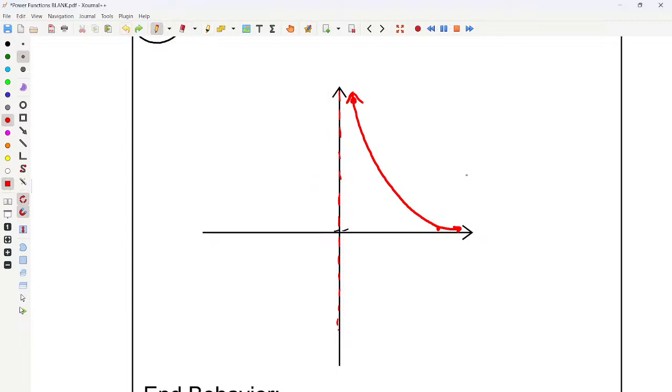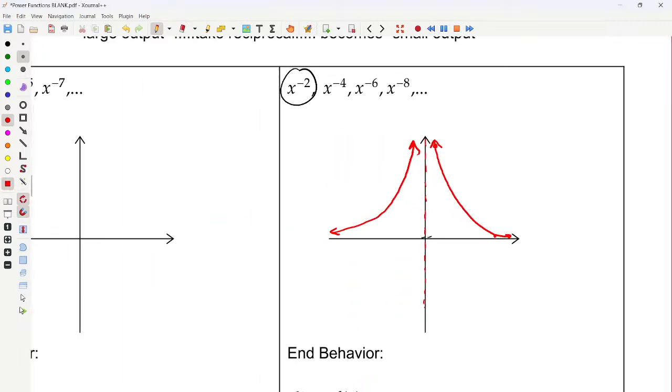And I definitely don't want to cross that. There's the graph of, basically, let me rephrase that, this is the general shape of all these graphs. Will this intersect the x-axis? Why not? Because if you have an even power of a negative number, it becomes positive.